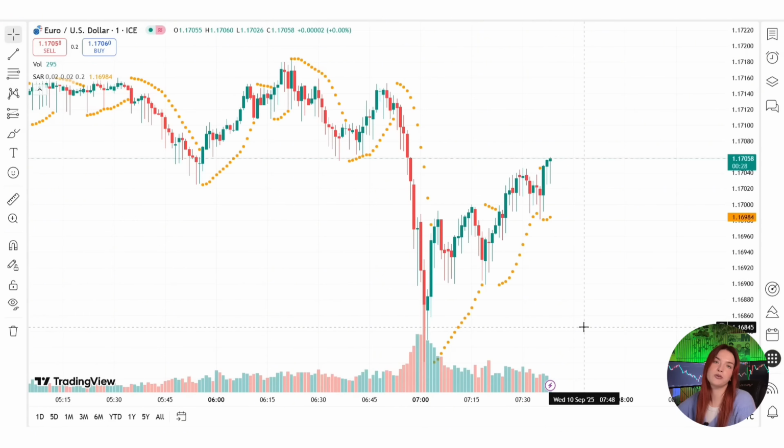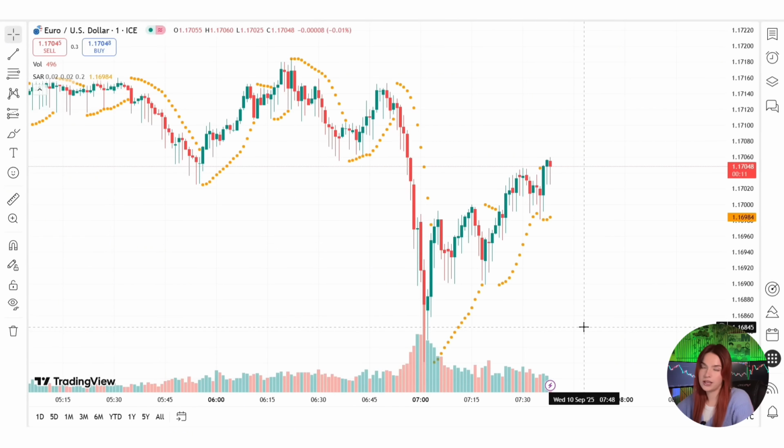Today we are going to trade using the Parabolic SAR Indicator and I'm going to show you how you can use this indicator, but I'm not going to show you on the Quotex platform. First of all, I will show you how to use this indicator using charts from the TradingView website.